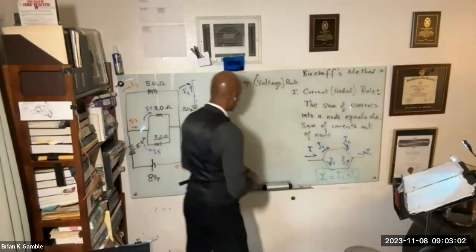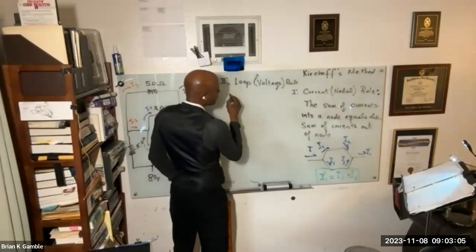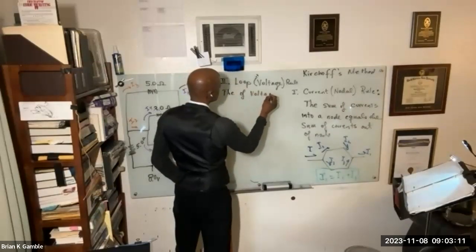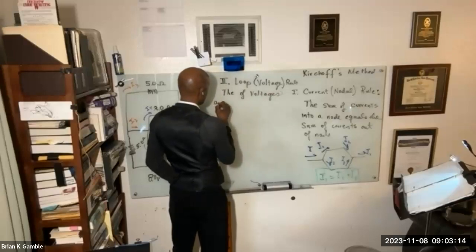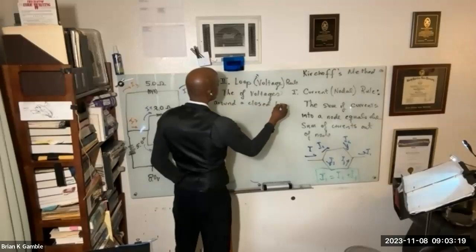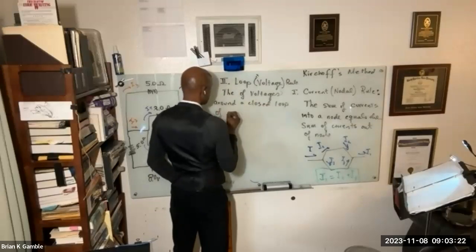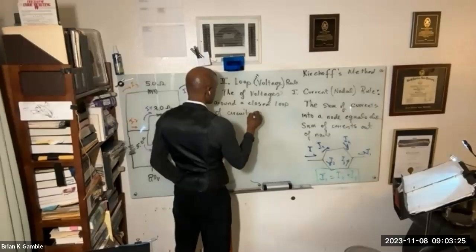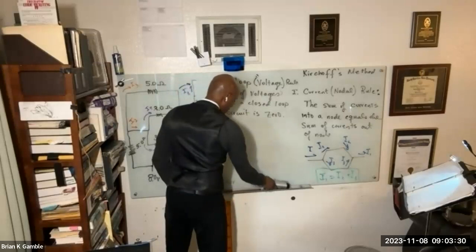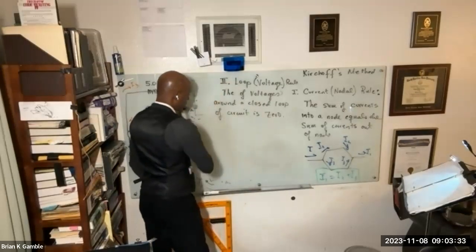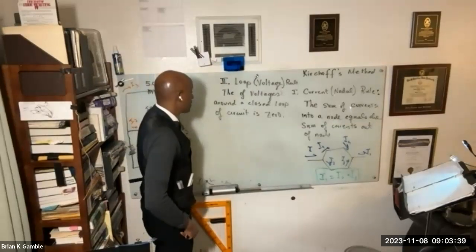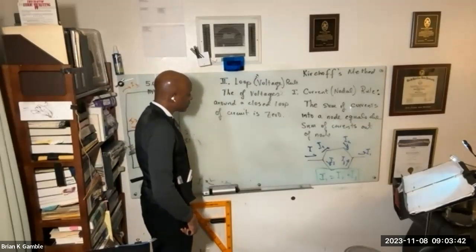So let's work out the loop rule. The sum of voltages around a closed loop of a circuit is 0, meaning we have a total energy change of nothing, which should be the case. Otherwise, you're spontaneously creating energy. I guess it would be energy somehow in the system, but the system really is the field.